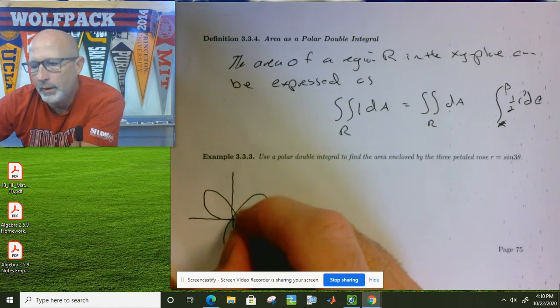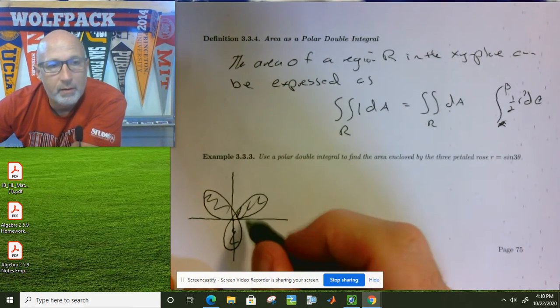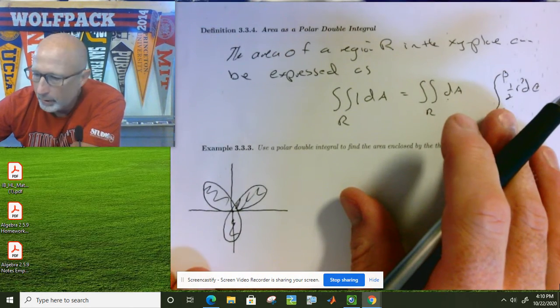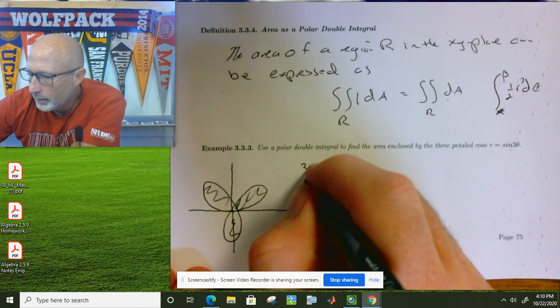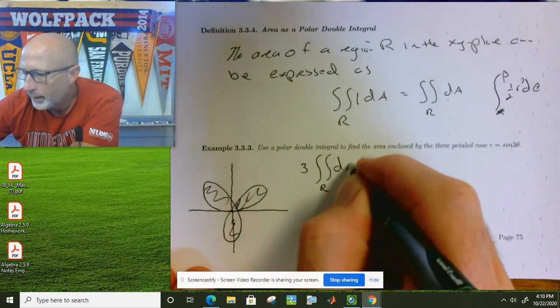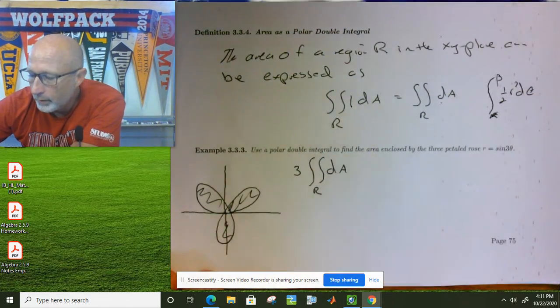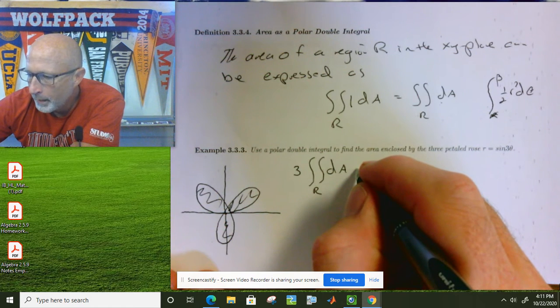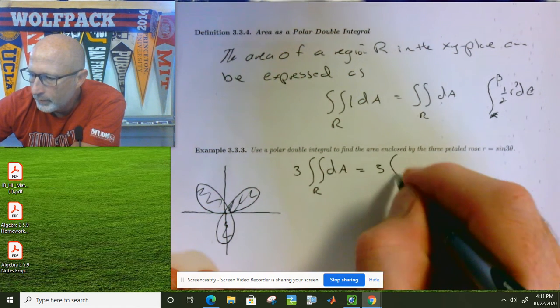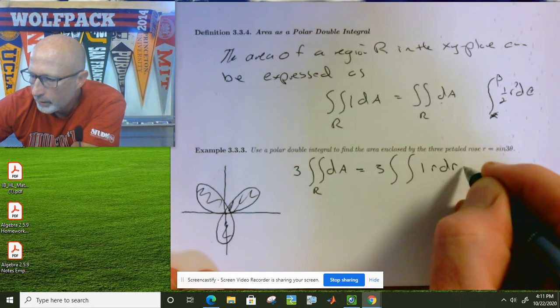Okay, so we want to find the area of those. So all I'm going to do is find the area of one of them, and I'm just going to triple it. So this is going to be 3 times the double integral over the region R of dA. Now, I need to figure out what my limits of integration are going to be. So this would be 3 times the double integral of 1 r dr d theta.